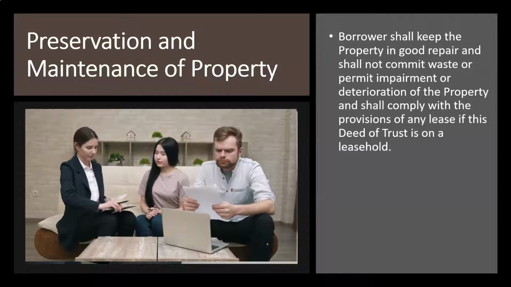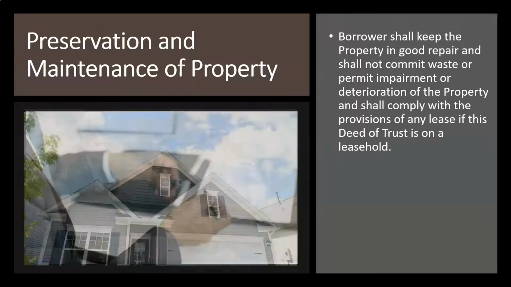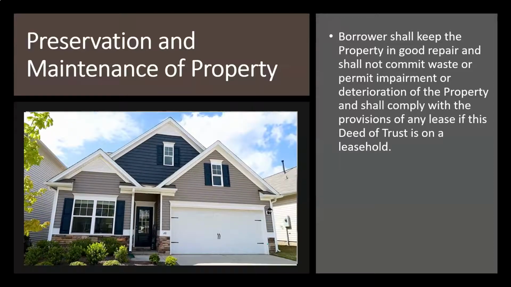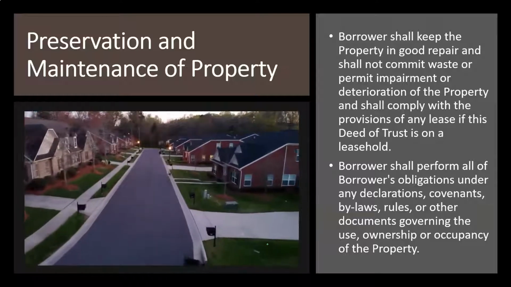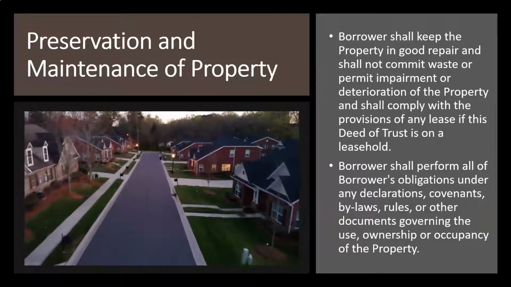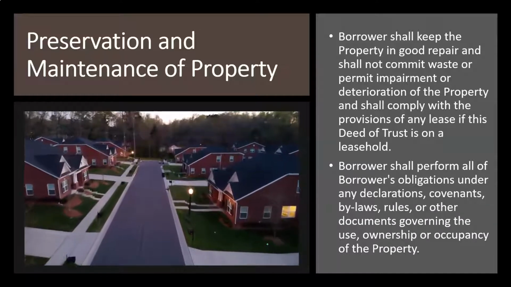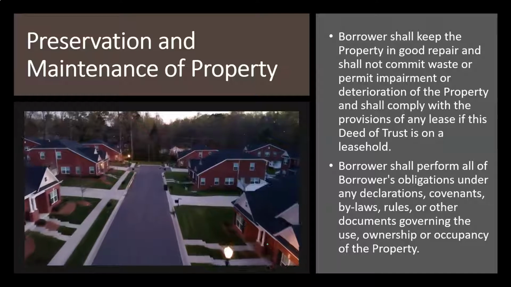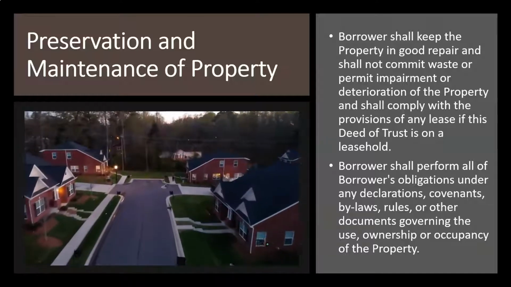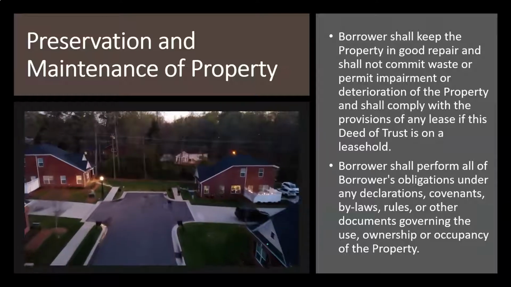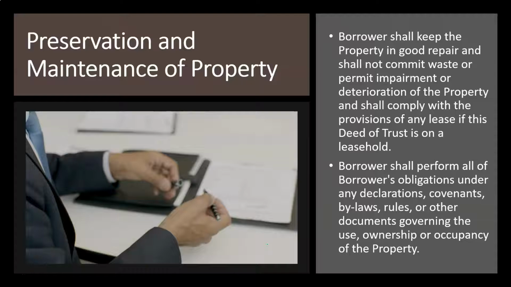So in other words, you might have a clause in there to say, hey, you've got to keep up the property, because if you're putting the property there as collateral, then it should be kept in good condition. That could be something the lender would want to make sure is a condition, so that in the event of non-payment, if you have to repossess the property, it is of value that should at least cover the loan. Borrower shall perform all of the borrower's obligations on any declarations, covenants, bylaws, rules, or other documents governing the use, ownership, or occupancy of the property.